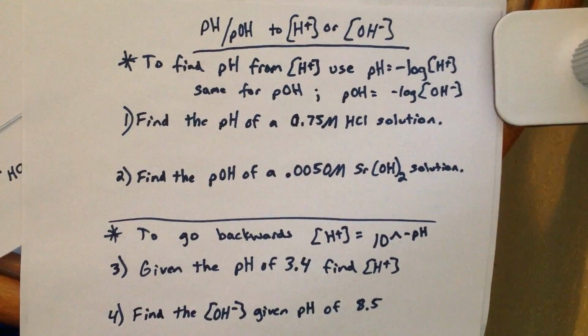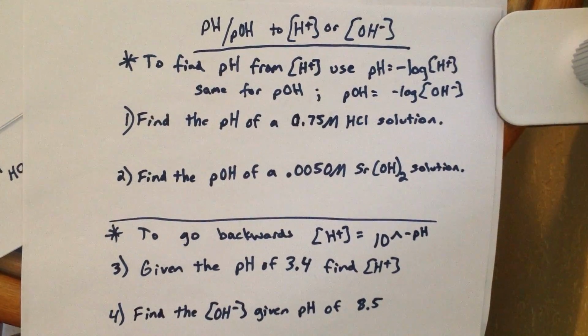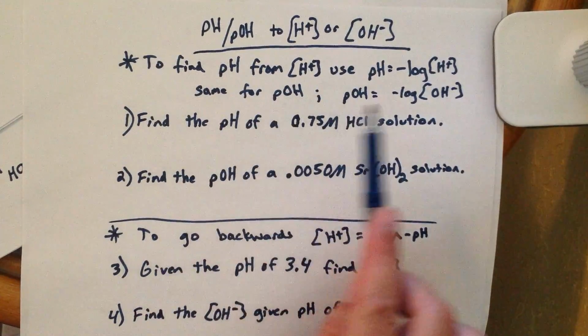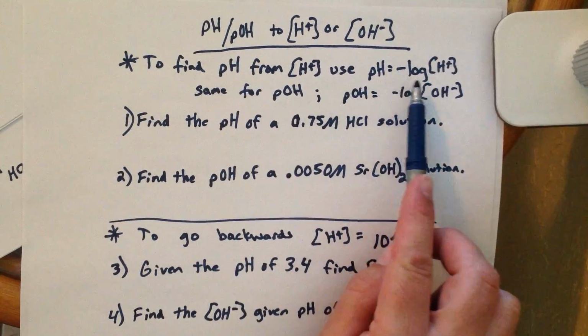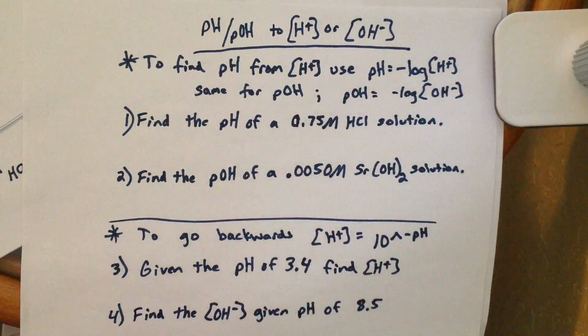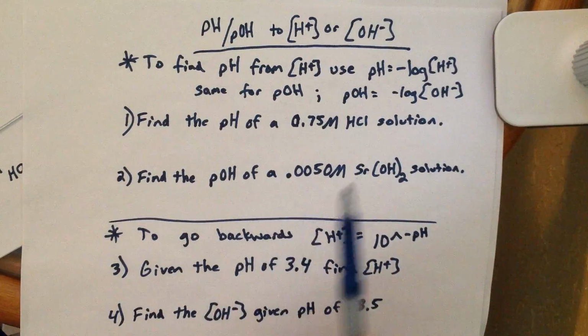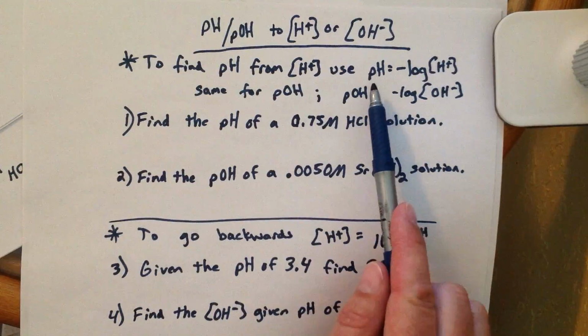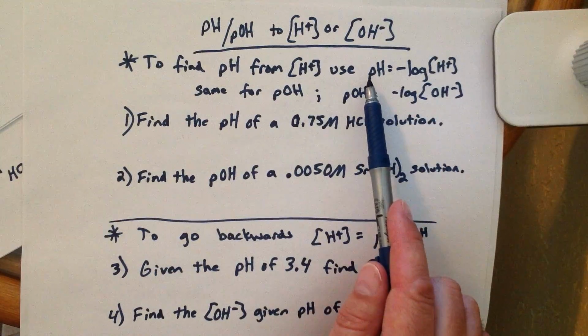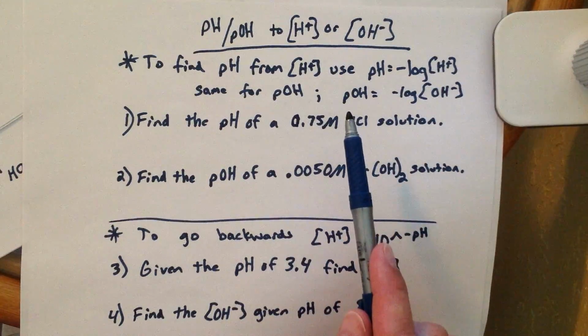Hello, this is just a quick and dirty video on how to go from H plus or OH minus to pH or pOH. We're going to use a formula called negative log of the hydronium ion concentration to find pH. A lot of people get confused on this. Just ask yourself, am I looking at this from the pH perspective or the pOH perspective? Am I looking at it from an acidic point of view or a basic point of view?